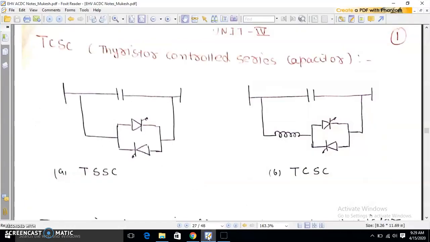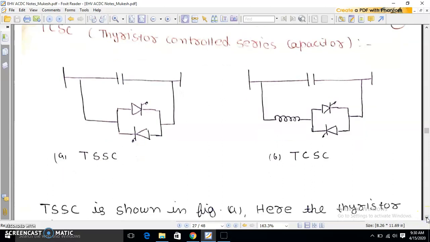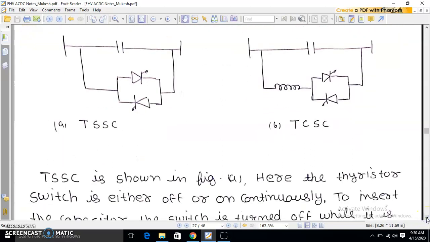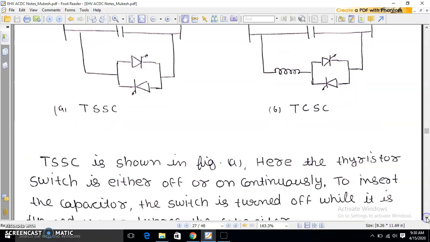Dear learners, in this lecture we will discuss the thyristor controlled series capacitor. Here this is the diagram of TSSC and this is TCSC. Thyristor controlled series capacitor is shown in figure A.